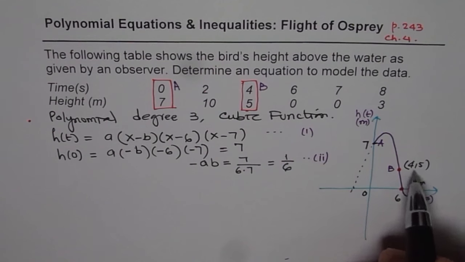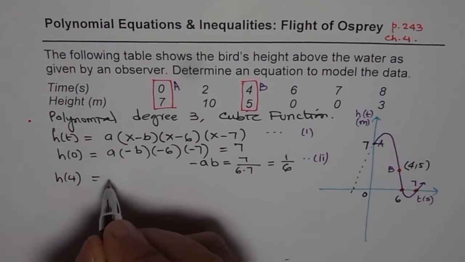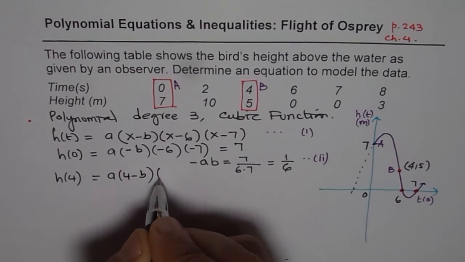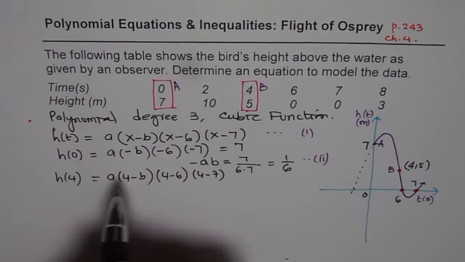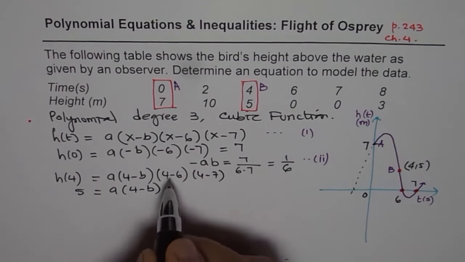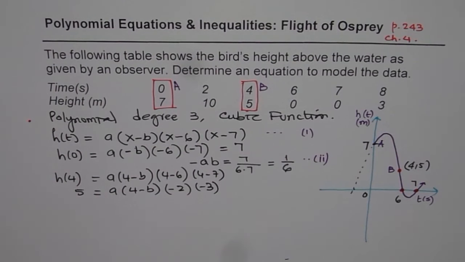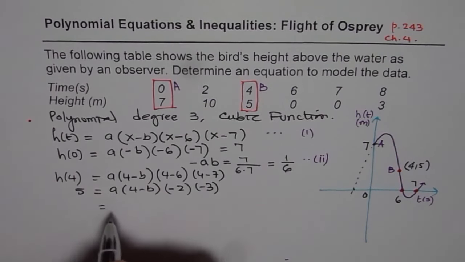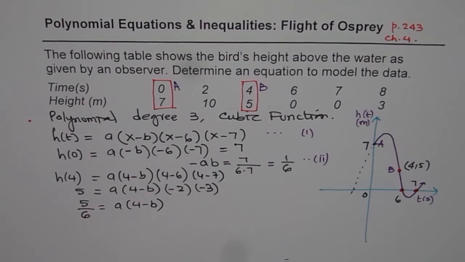Now I'll substitute the second point, 4 and 5. So height at t equals 4 is 5. So let me substitute 4 here: a times 4 minus b times 4 minus 6 times 4 minus 7. So at 4, the height is 5. So I have 5 equals a times 4 minus b, 4 minus 6 is minus 2, 4 minus 7 is minus 3. So what I get here is a times 4 minus b equals 5 divided by 6, since 3 times 2 is 6. Correct? Okay, so that means I get two equations, right?